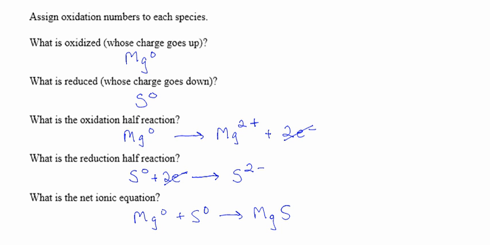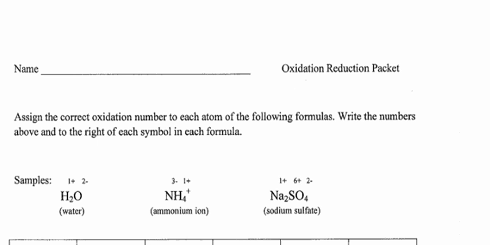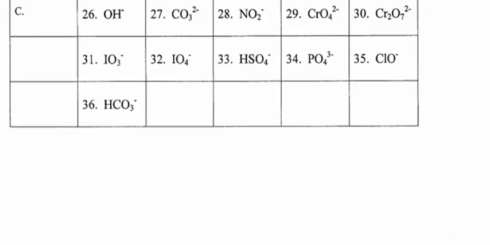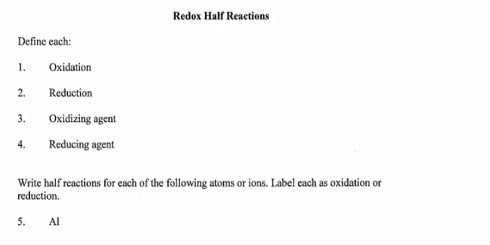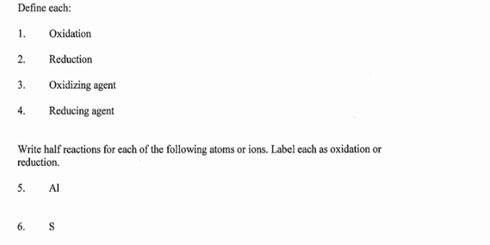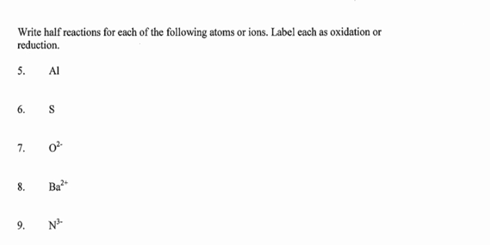Go ahead and take out the worksheet packet and open up to the back of the first page and find redox half reactions. So here is the packet, and I am going to the back of the first page, and I'm going to look at number 5. Write half reactions for each of the following atoms or ions, and label it as oxidation or reduction. So here's where it might get a little tricky for you.